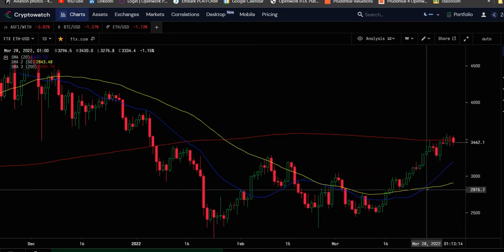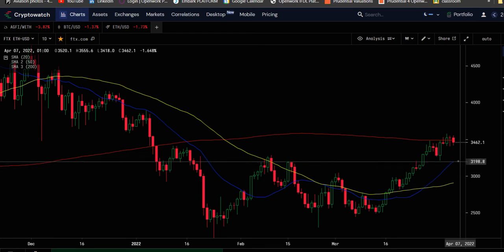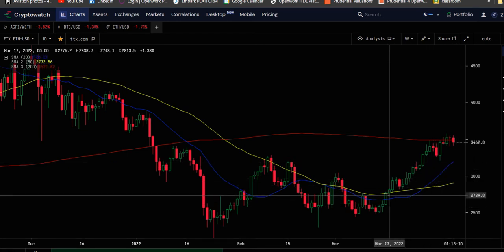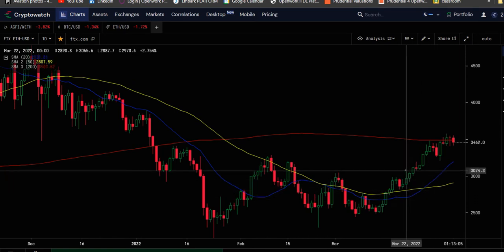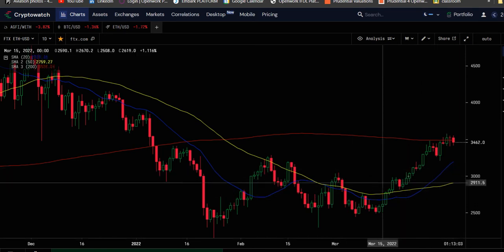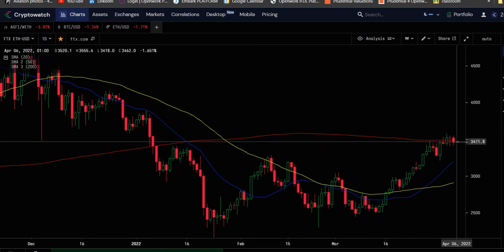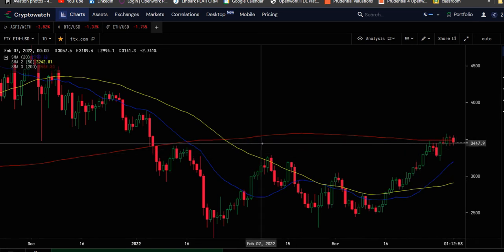We are above the 20 MA, which is now pointing upwards at quite a gradient. The 50 MA is now starting to turn higher and the gradient looks to be increasing as well. This is a bullish formation. We're above these two moving averages. We're consolidating. Things are looking good for higher prices.